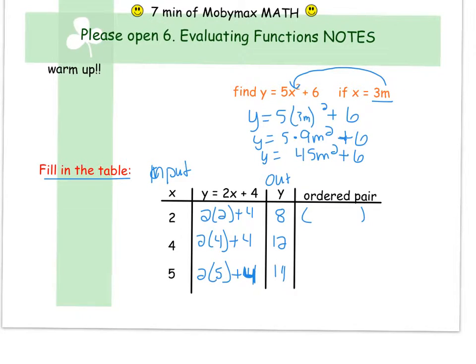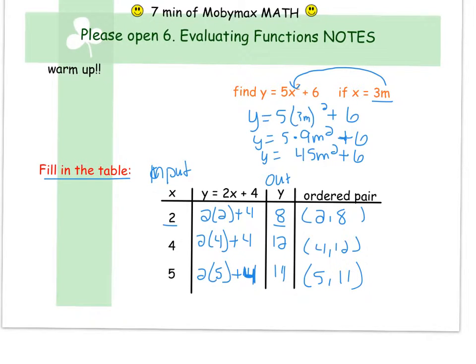So, what are the ordered pairs? Well, here, when x was 2, y was 8. So that is your ordered pair. 4 and 12, 5 and 11. So evaluating functions is just like that, except we'll be using function notation.